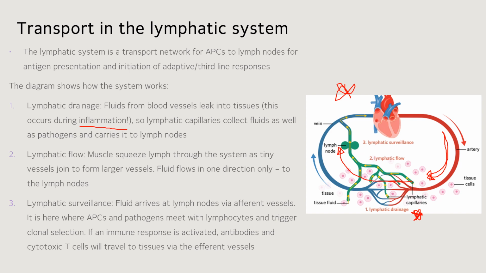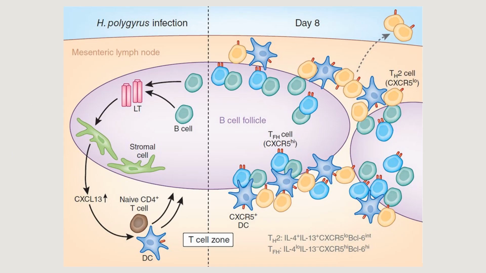And then once the fluid arrives there via afferent vessels, it's here where the antigen-presenting cells and the pathogens will meet with lymphocytes, which are T and B cells, and trigger all of those adaptive immune responses: presentation, clonal expansion, clonal selection. Antibodies are made here, cytotoxic T cells are made here, and then they're going to use the efferent vessel and the lymphatic system to travel back to the site of infection so that they can do all of their jobs. So this is just a summary of what happens here.